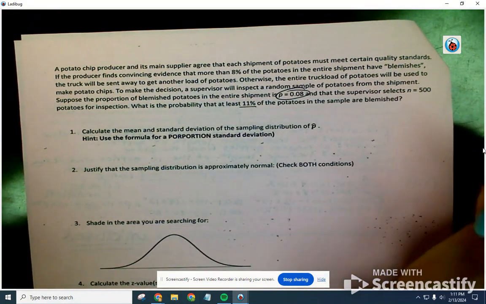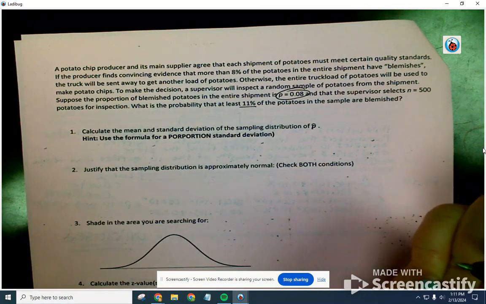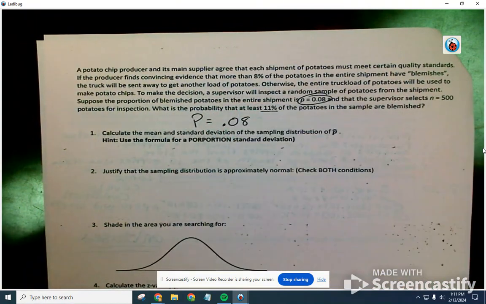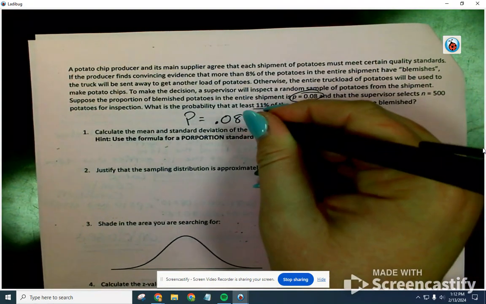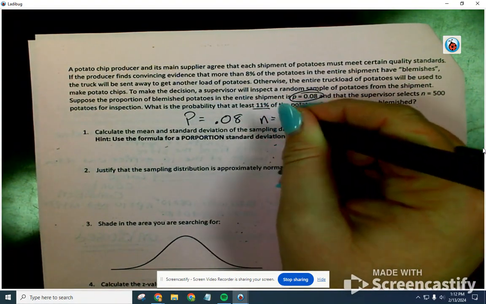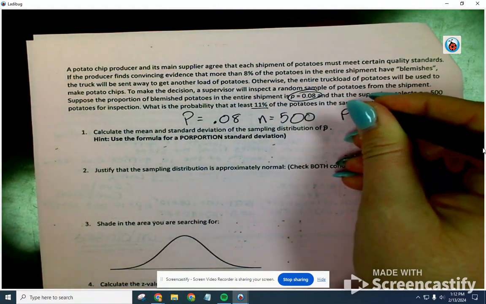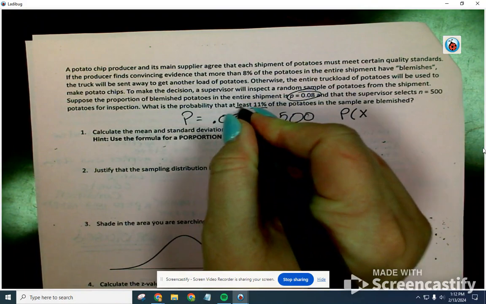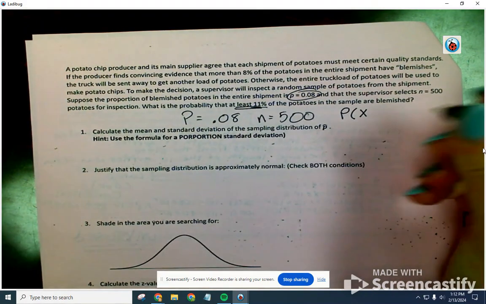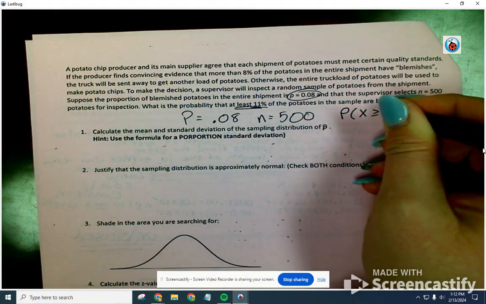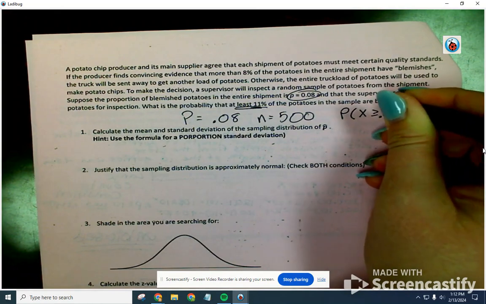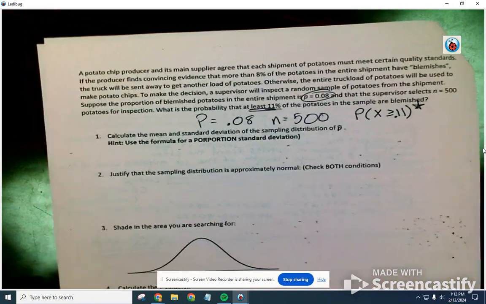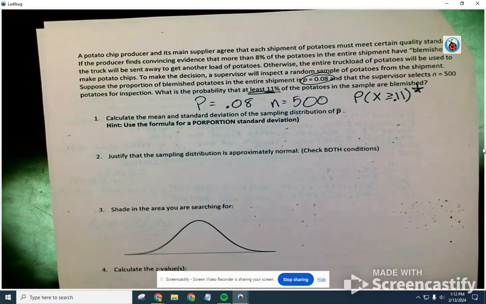So from all of this, a couple of key pieces of information. We know that p = 0.08, so 8%. We know that the sample size is 500. And we also know that we are trying to find the probability that x is at least 11%. So at least means greater than or equal to 0.11. That is our goal. This is what we're trying to find. Okay, so let's go ahead and start with number one.